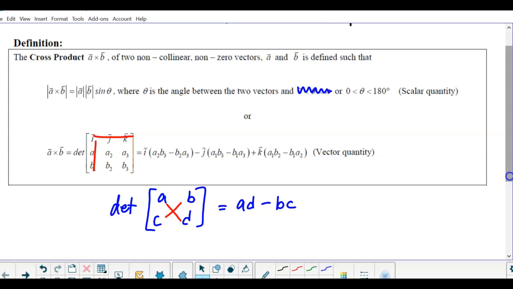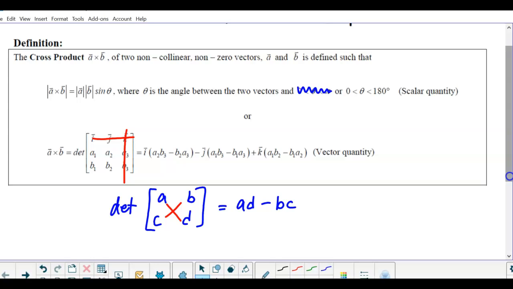Then the next one is where we cross off the first row and the second column. Notice how now it's the opposite sign here. So now we take the determinant of the remaining 2 by 2 matrix. So A1B3 minus B1A3, but with the opposite sign. And then the last column is there. So that's A1B2 minus B1A2.